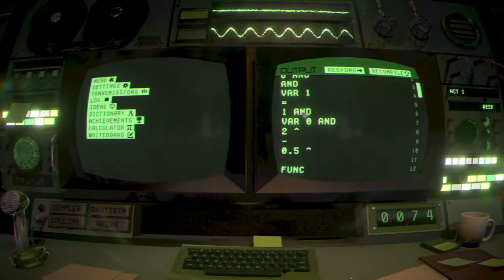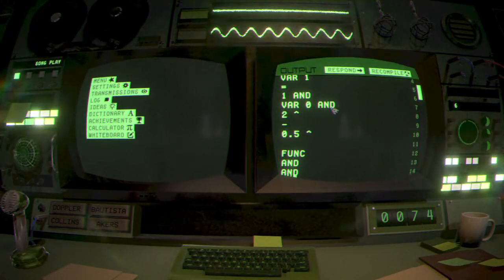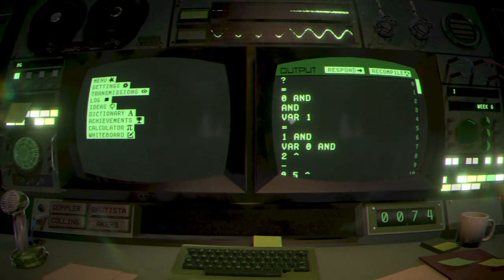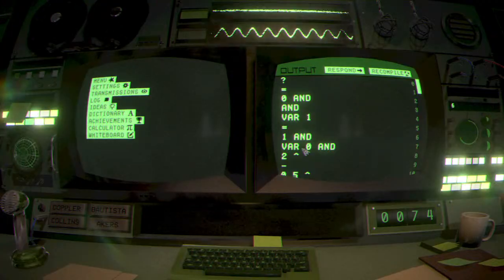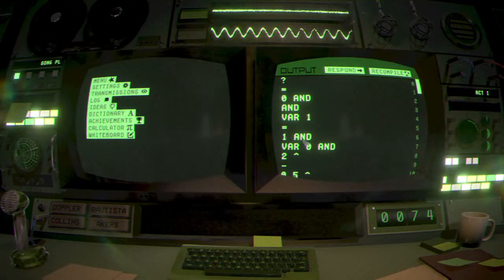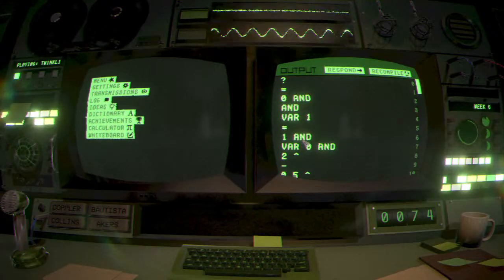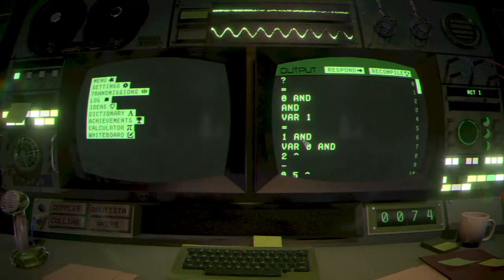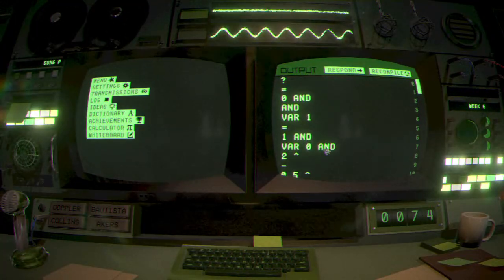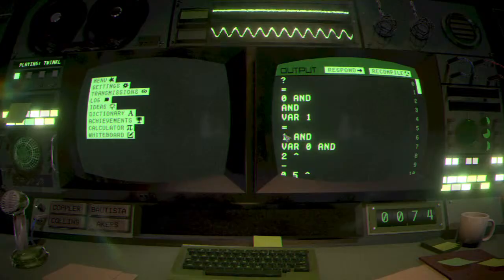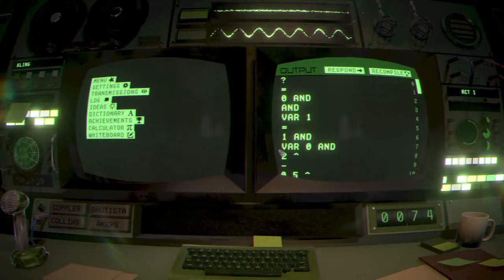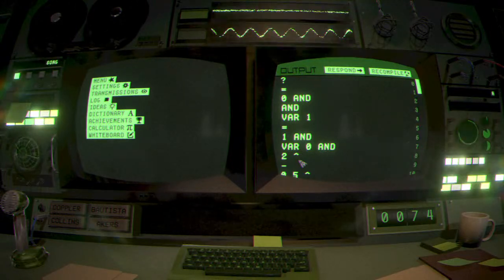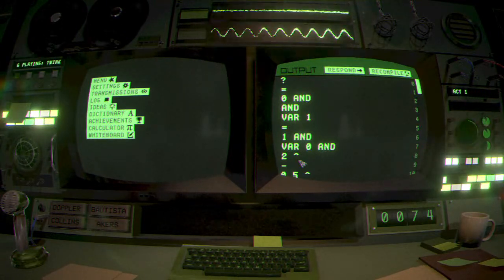So, variable 1 is 1. Variable 0... Variable 1 is equal to... hold on. So I see this line that says 1 and variable 0 and 2 to the power of 2.